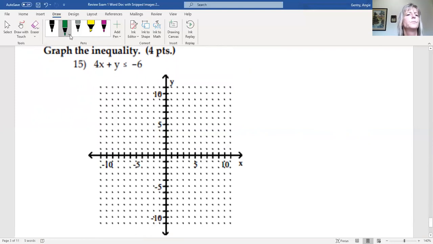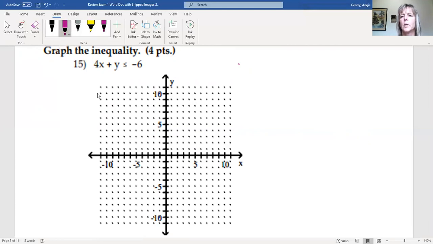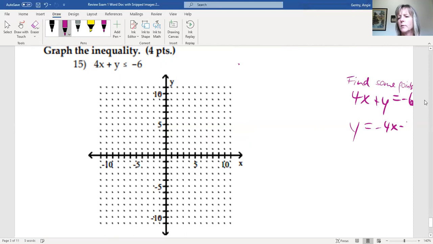Graph the inequality. In the notes, I would have said, act like it's a regular inequality or any regular equation first. So I would have graphed it like this. Find some points on the line. So what do you do with this? Well, you can say y equals -4x minus 6. So here's your y-intercept. Here's your slope. So we can do it that way.